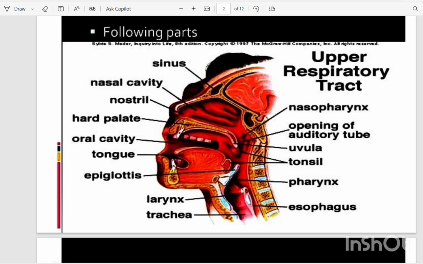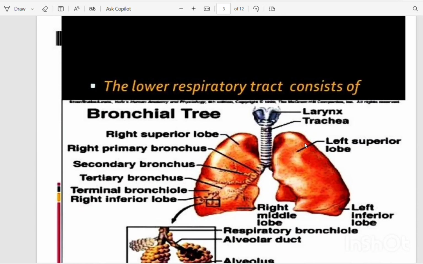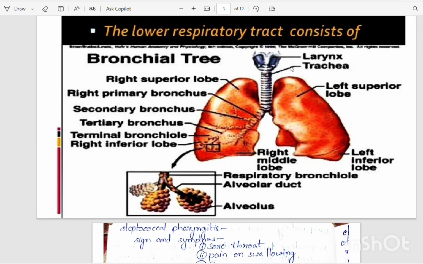Here in the lower side, this one is the larynx, trachea, esophagus, pharynx, this one is the tonsil, and here under the mouth it is located, and this portion is called alveoli. So this is called the upper respiratory tract. Now we will move to the lower respiratory tract. Here is the picture of the lower respiratory tract.